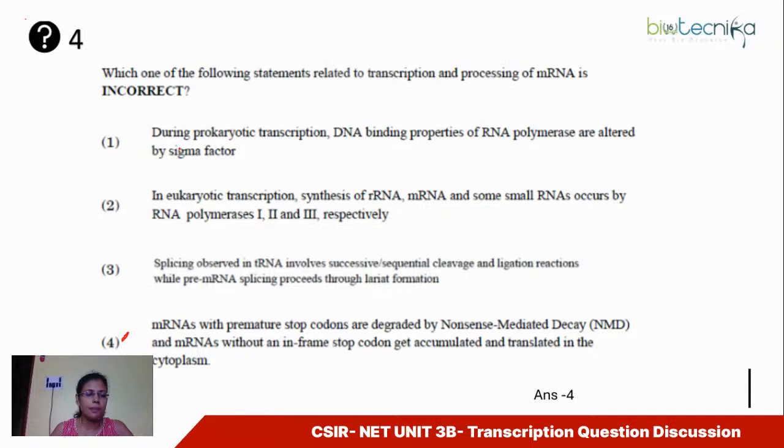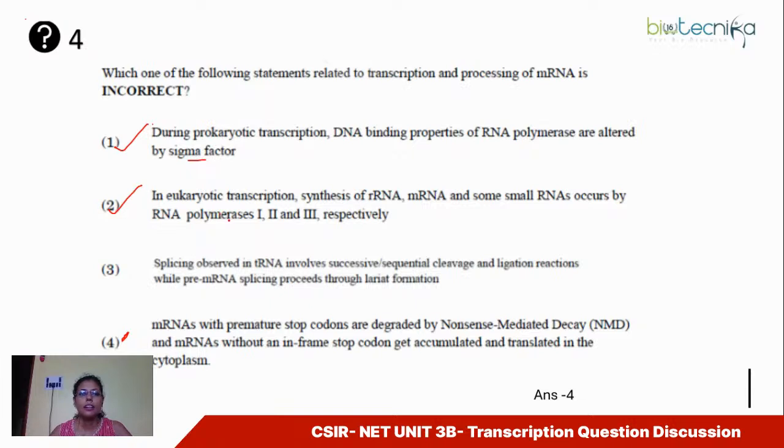So in the meantime, I'll discuss this part for the others. During prokaryotic transcription, the DNA binding properties of RNA polymerase are definitely altered by the sigma factor, because we know the sigma factor is very important in placing the polymerase at the right site, at the promoter site.